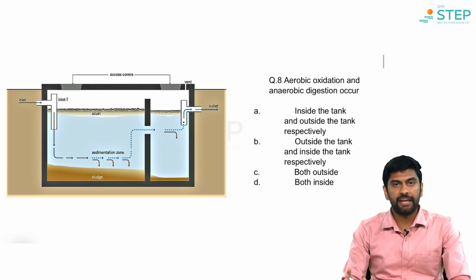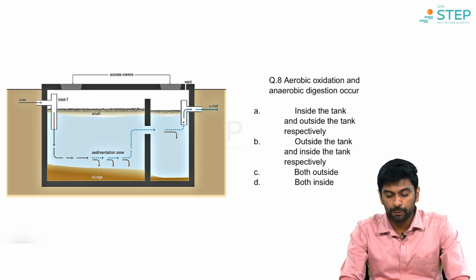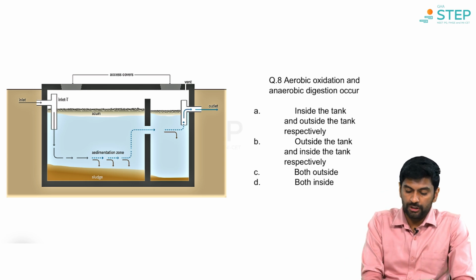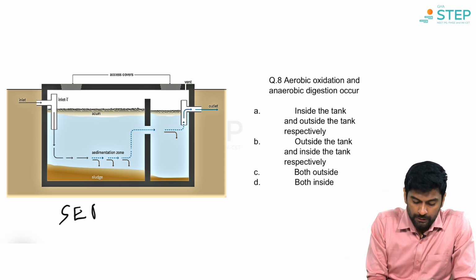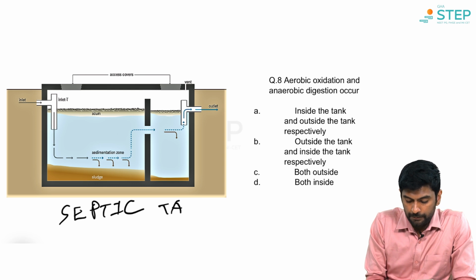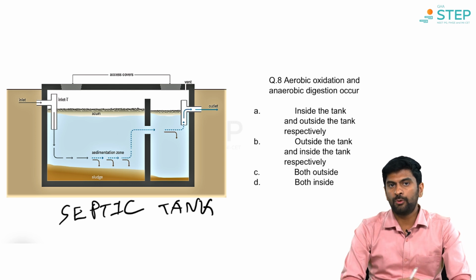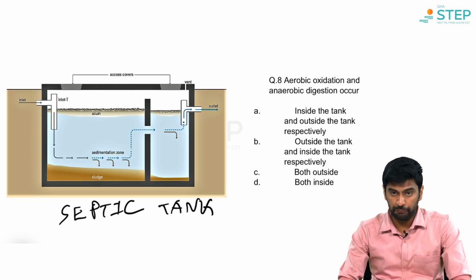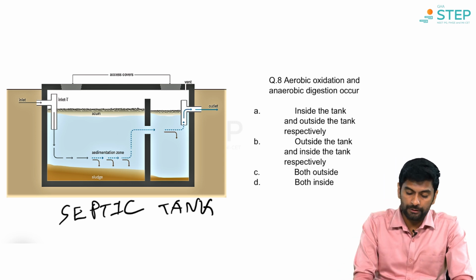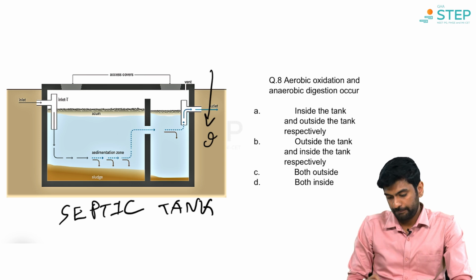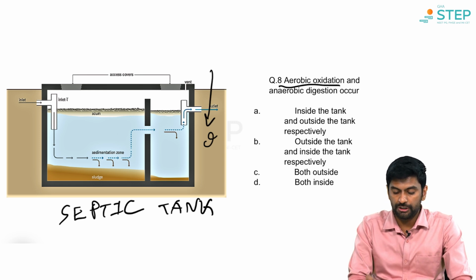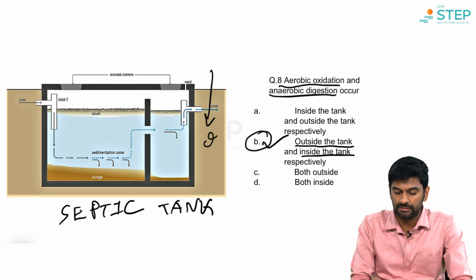Next, question 8. Aerobic oxidation and anaerobic digestion occur. So basically, you guys all know this is a septic tank, correct? So in the septic tank, the inside of the tank has no access to oxygen. So that means the inside of it will undergo anaerobic digestion, whereas the outside, the soil here has exposure to the external air, wherein it can undergo aerobic oxidation. So aerobic oxidation will occur outside the tank and anaerobic digestion occurs inside the tank. So the correct option is option B.